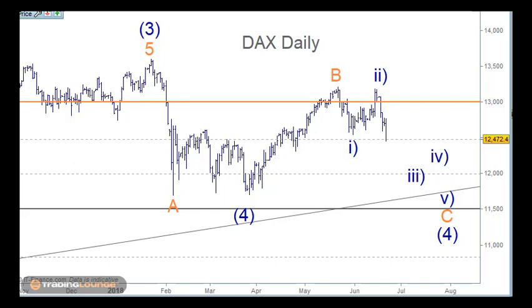Welcome to Trading Lounge and the European Indices, starting with the DAX here for the daily chart and the Elliott Wave count. As you know, we've got two Elliott Wave counts for the DAX. One of them is this one here.